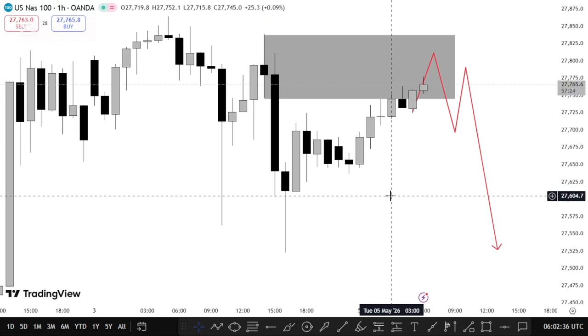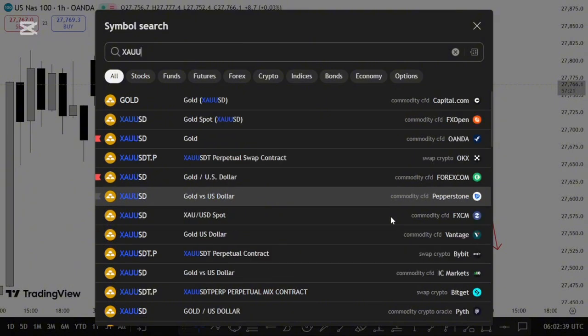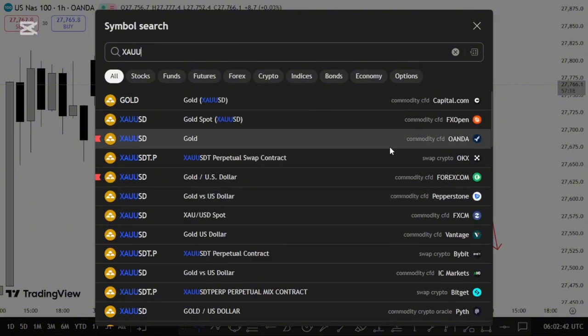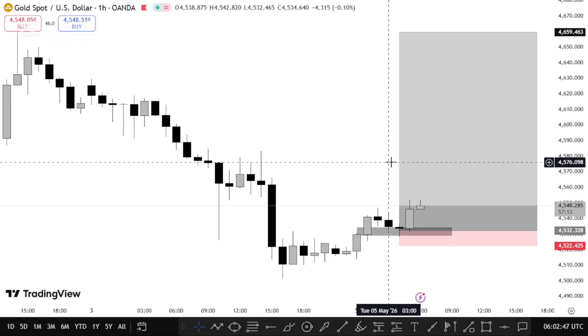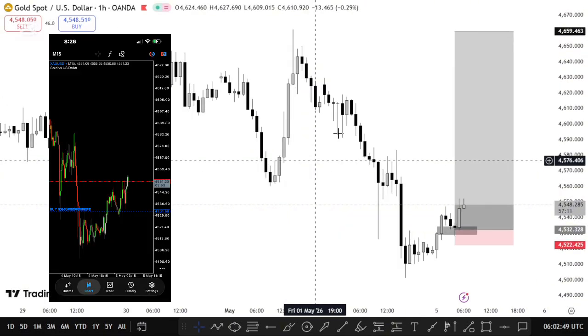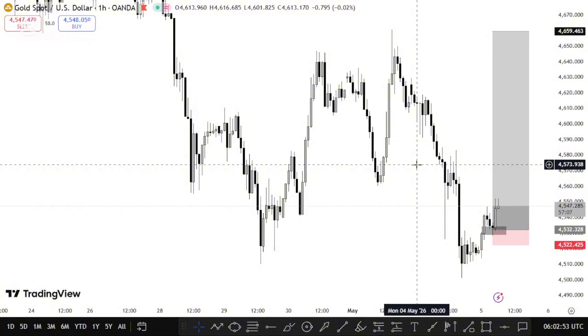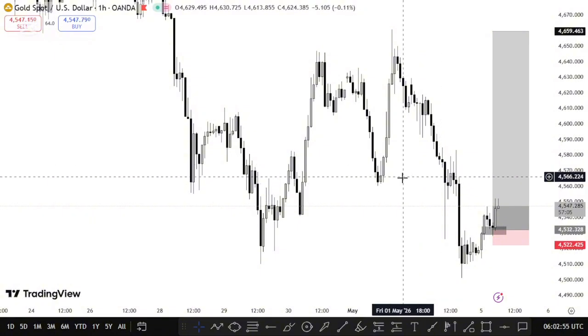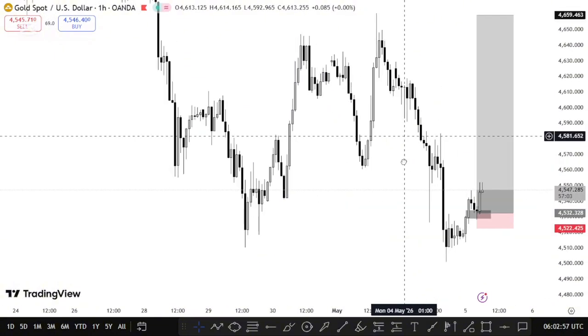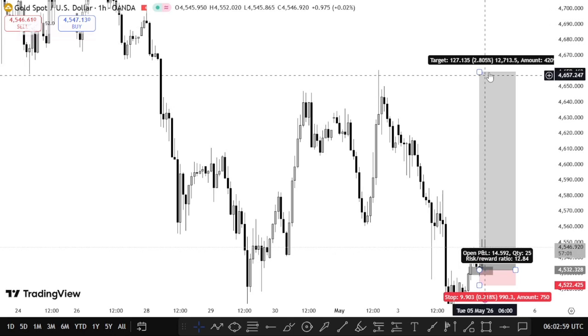So now let's look at the next big thing. We are looking at gold. Let's keep it simple, guys. For gold here, I actually used a fair value gap to enter this trade. I'm on it live. So I'm expecting the market to continue pushing to the upside.